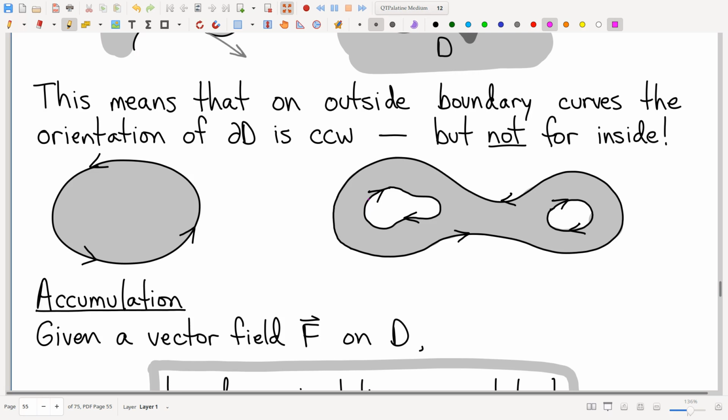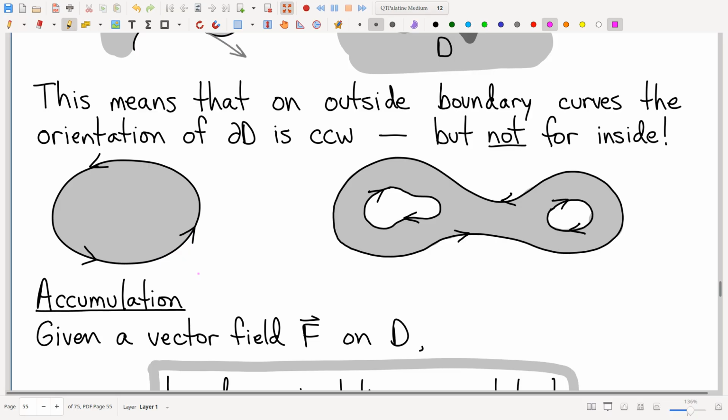Very importantly, I've drawn these arrows to be consistent with the convention. The convention is not to be consistent with the arrows. So the arrows are a consequence of the convention. Does that make sense? For this one, the one with the lakes in it.